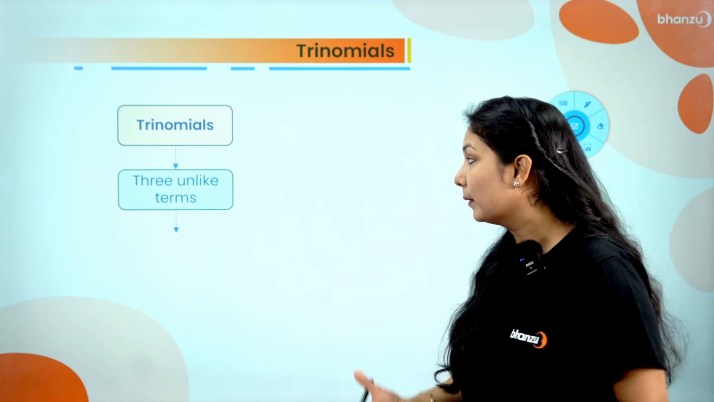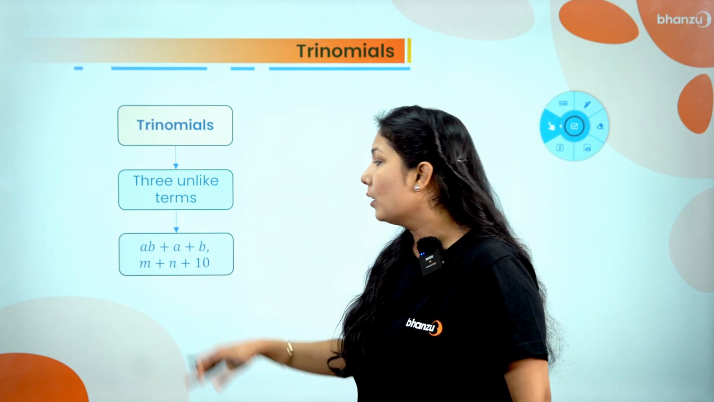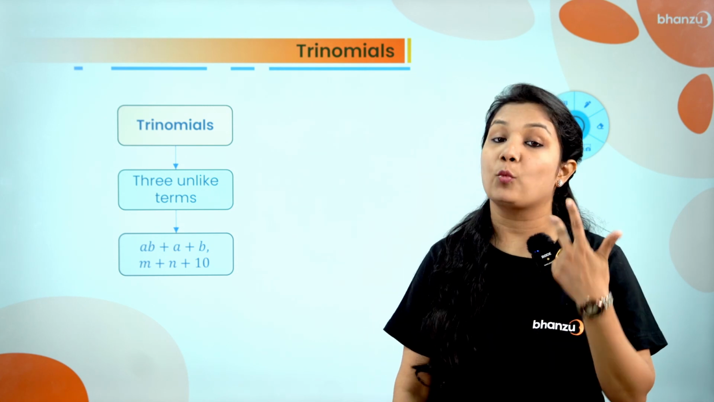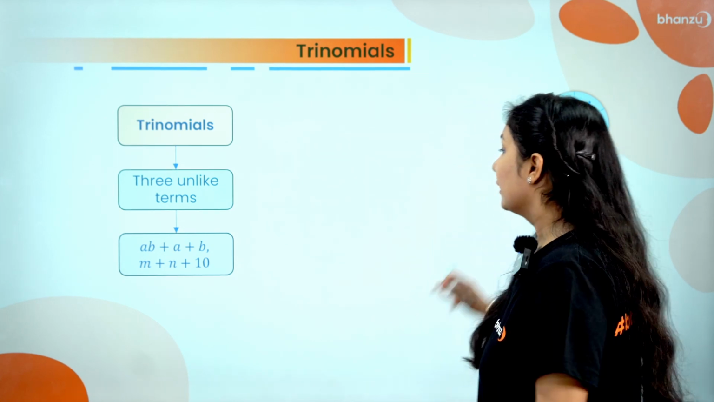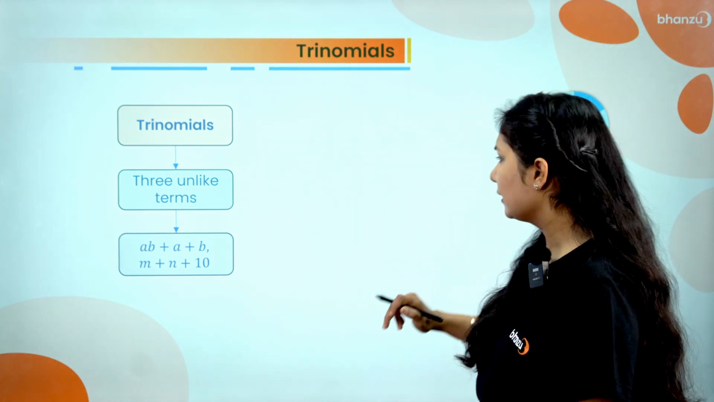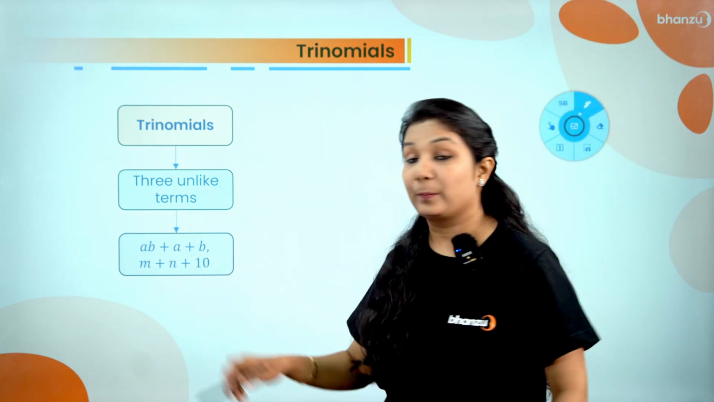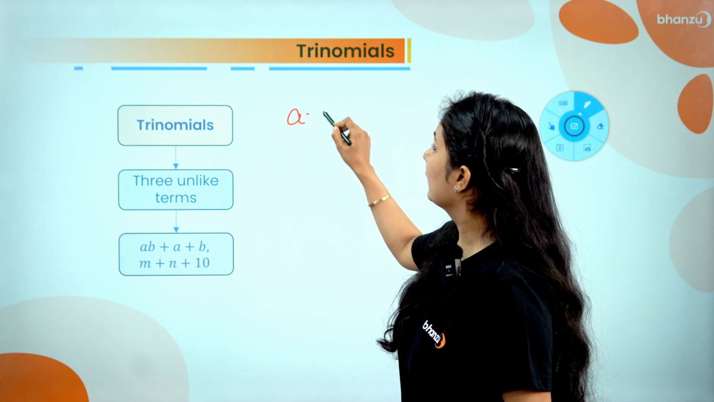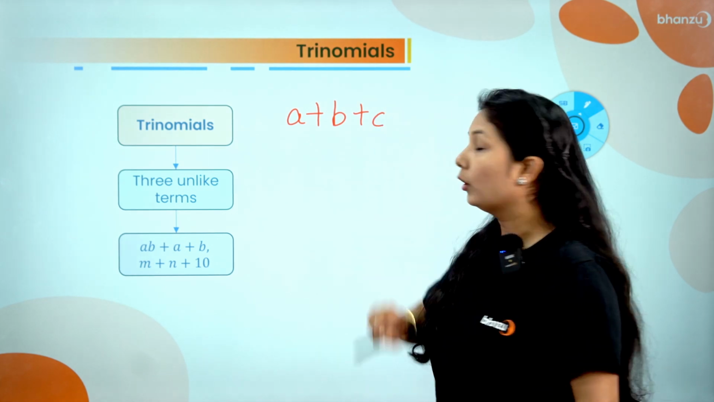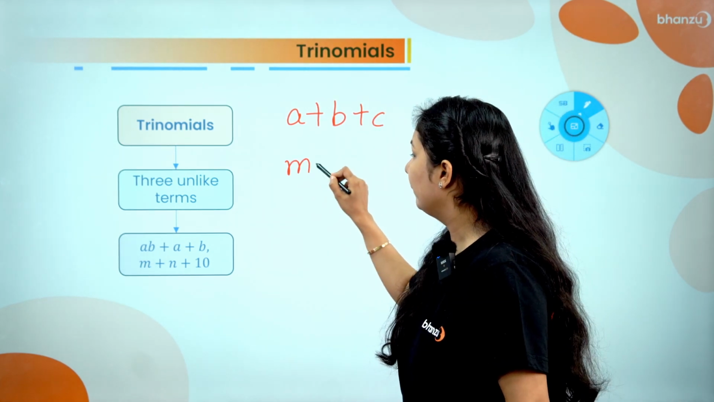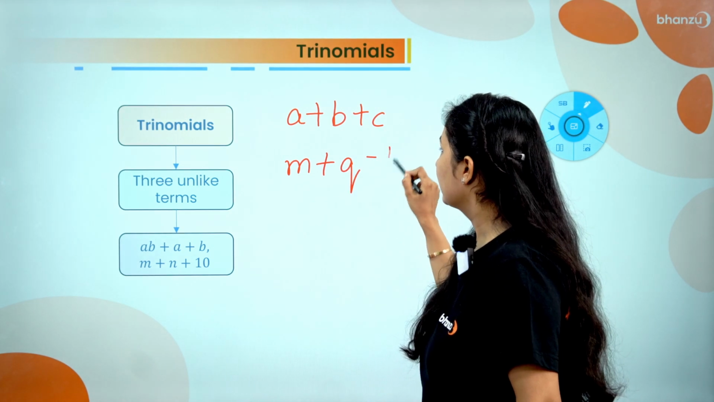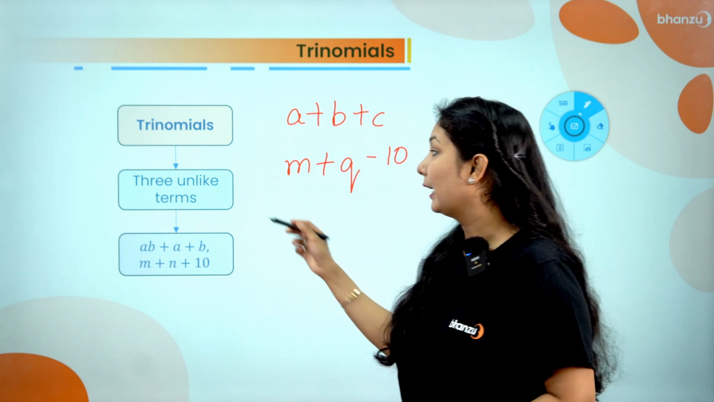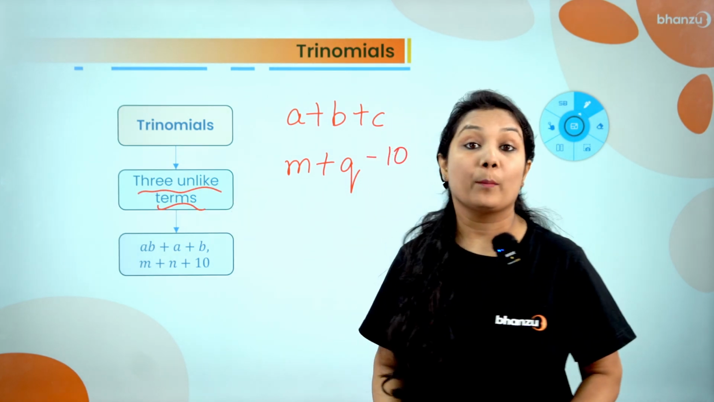Now when we say three terms, they will be distinguished by two mathematical operators. They can both be plus, both be minus, one plus or one minus, right? So here they have given the expressions as AB plus A plus B, yes, M plus N plus 10. You can also write A plus B plus C, that's a trinomial, right? We can write M plus Q minus 10, that's a trinomial. So there are three different unlike terms in a trinomial.